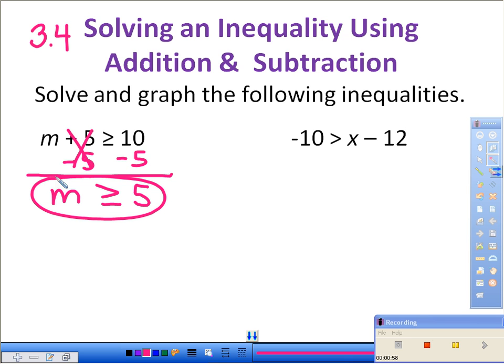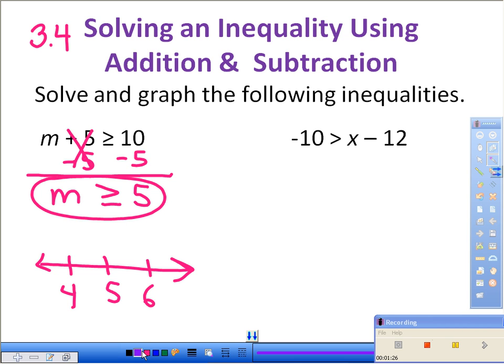Now in order to graph this inequality, we draw a number line, and the minimum that's required for these graphs is 3 numbers. So I suggest you start by putting the number in your answer in the middle of your number line, 5, and you need one number to the right of that and one number to the left of that. So this is the minimum number line that you need for this inequality.